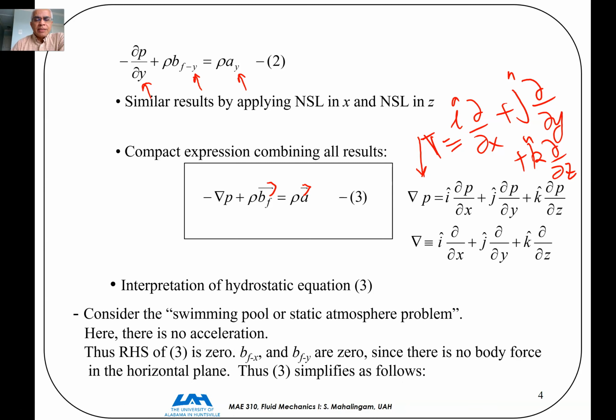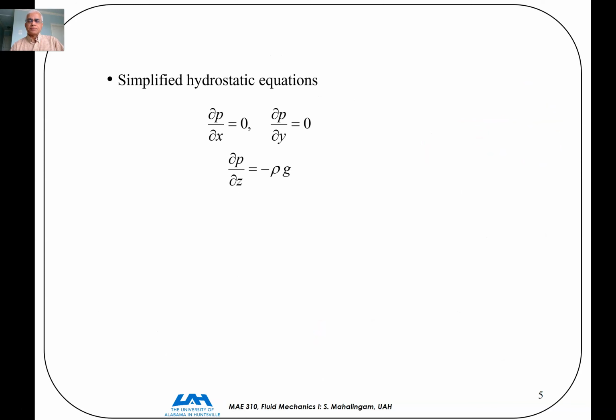So I can interpret the hydrostatic equation in a multitude of ways. We'll consider what's called the swimming pool problem or the static atmosphere problem. And so the right hand side of equation 3 is 0, right? In the swimming pool, the water is contained, there's no motion, and so there's no fluid acceleration. The right hand side is 0. And Bfx and Bfy are 0. There are no body forces in the x and y direction. There's only a body force in the z direction, in the vertical direction in the case of a swimming pool. And so equation 3 will simplify to the following equation.